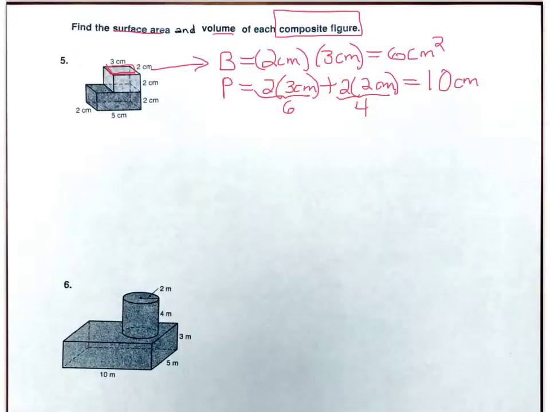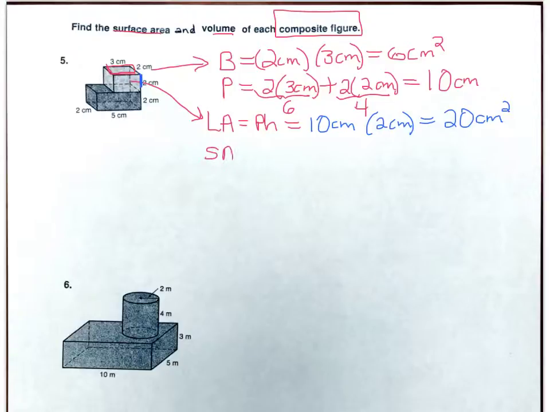Now I'm ready to get the surface area and the lateral area. Let's start with the lateral area. Lateral area is perimeter times height. We got the perimeter, that was 10 centimeters. And the height of that prism is 2 centimeters. So the lateral area is 20 centimeters times centimeters, which is square centimeters.